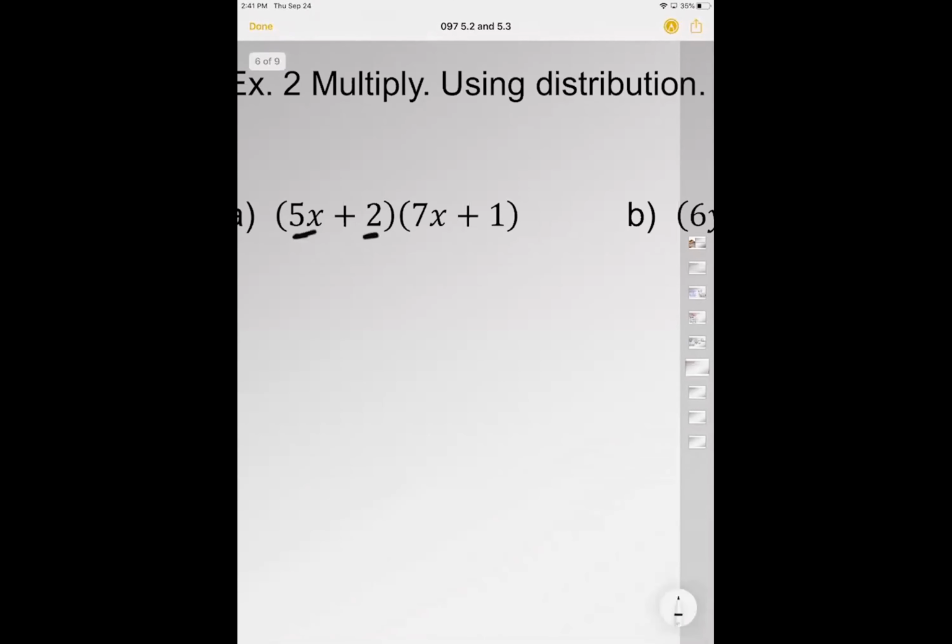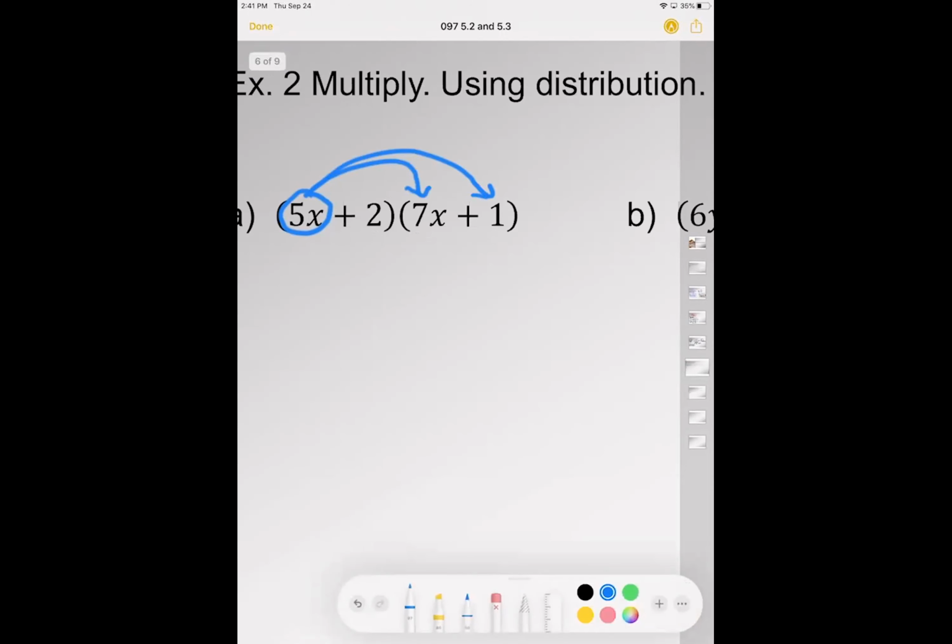We have 1 term, 2 term, times 1 term, 2 term, which is a binomial times a binomial. So how would we go about doing this? All you need to do is use the distributive property. Distribution basically tells you to take this item and distribute it into the 2 terms, and vice versa. We have to take this item and distribute it to those 2.